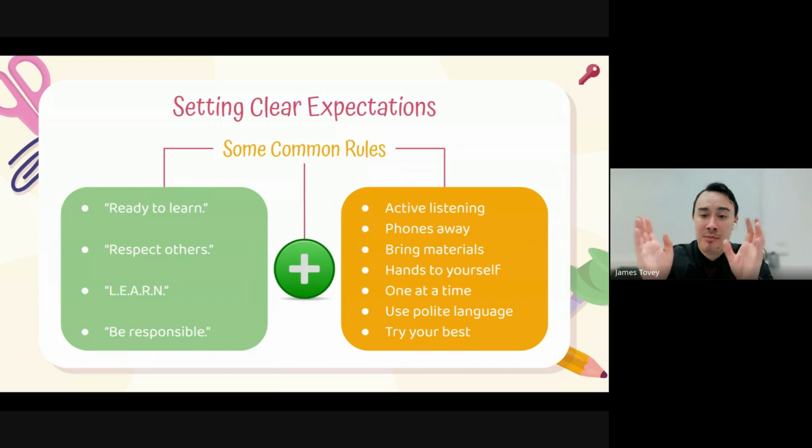These are rules that can encompass several different actions. So being ready to learn could be: the desk is clear except for your subject book and a pen, right? And maybe a water bottle, and that's it. And the phones are away. Maybe that is everything, and everyone's sitting down in their seats. So that could be a whole package of rules in Ready to Learn.